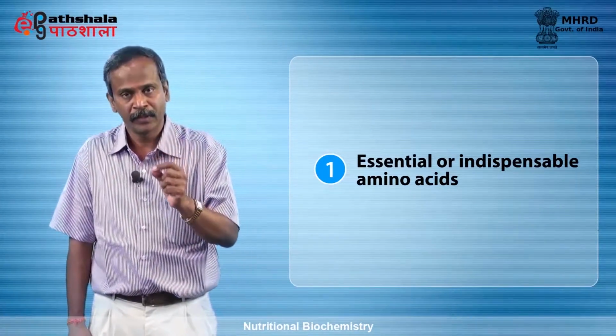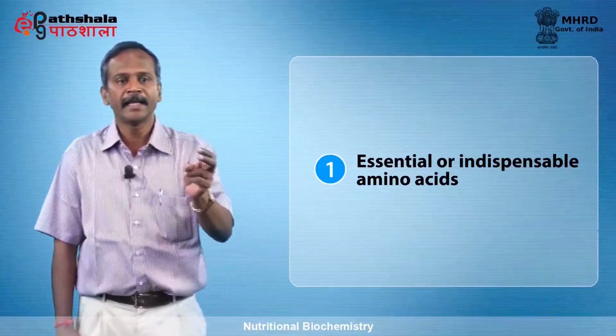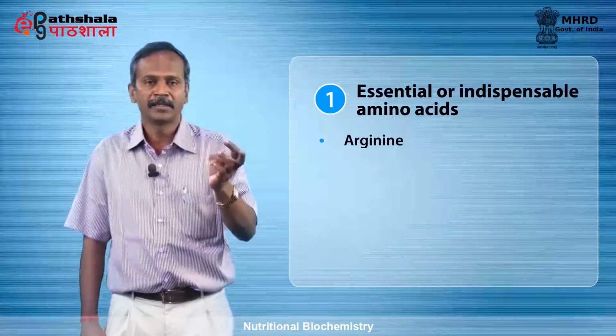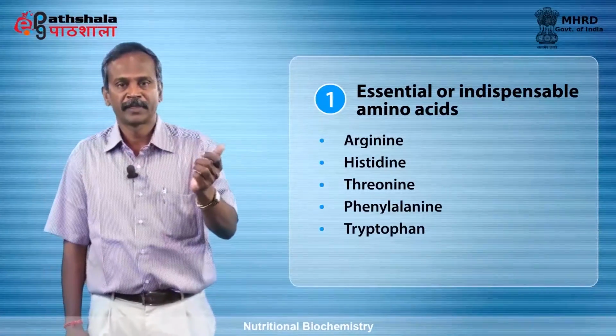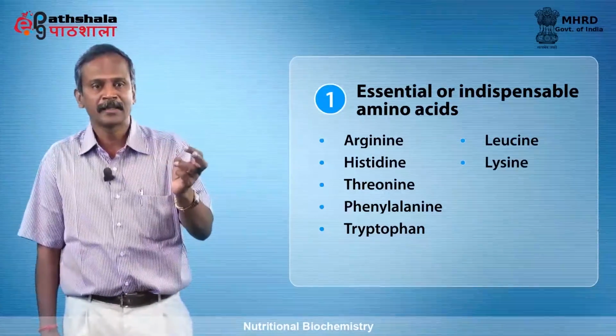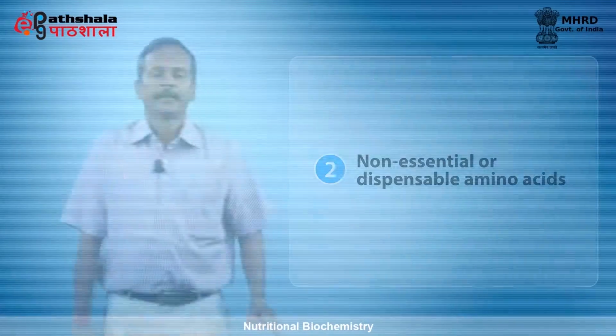They are required for proper growth and maintenance of the individual. The 10 amino acids are arginine, histidine, threonine, phenylalanine, tryptophan, leucine, lysine, isoleucine, valine and methionine.